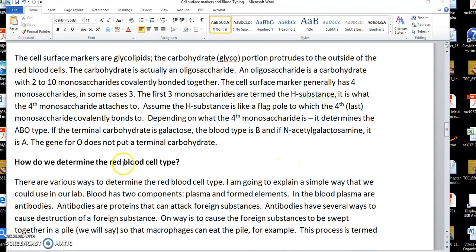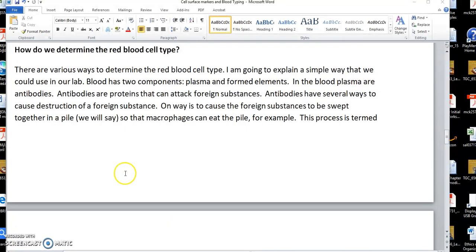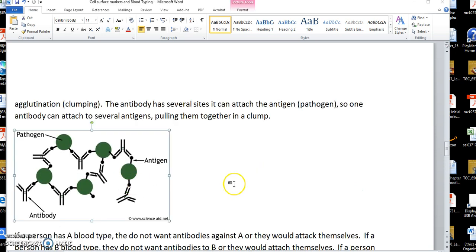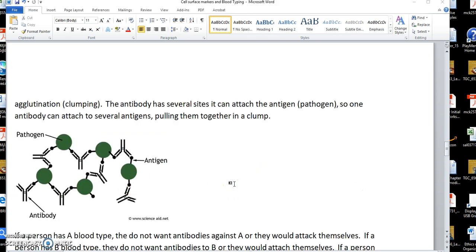How do you determine the red blood cell type? We use the antibody-antigen system. Antibodies are produced to fight antigens, let's say. One of the ways that antibodies work is to cause clumping of cells, because there are many different sites on them, and they can come in and clump things together so that maybe a macrophage can eat it. The antibody will only work if you see the antigen. So, if the antigen is there and you place the antibody on there, it will cause clumping.